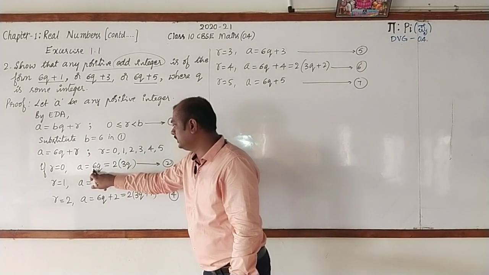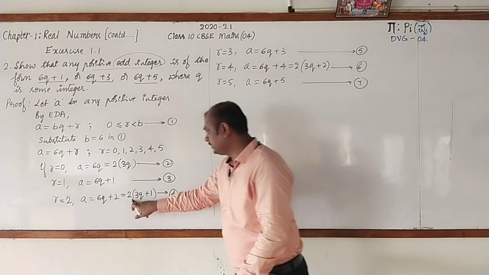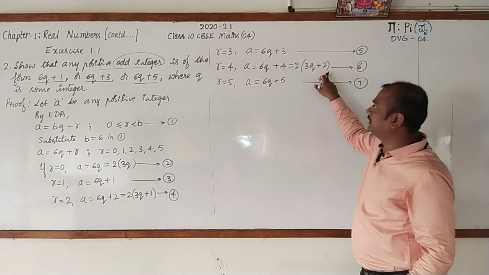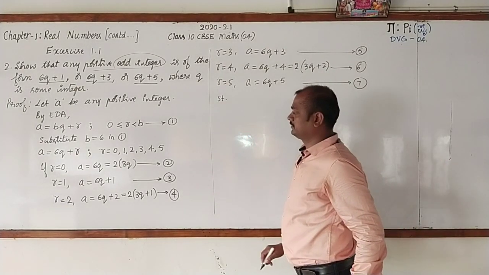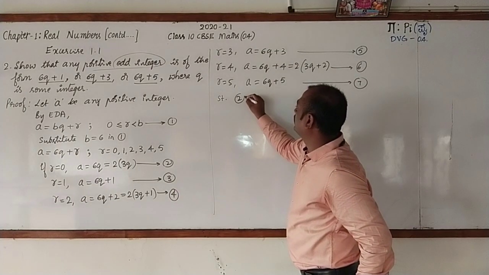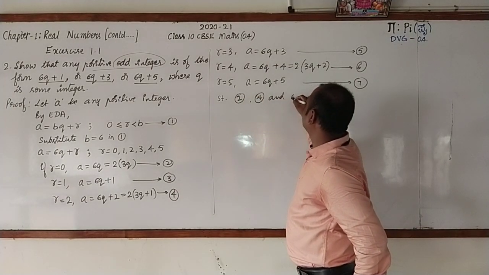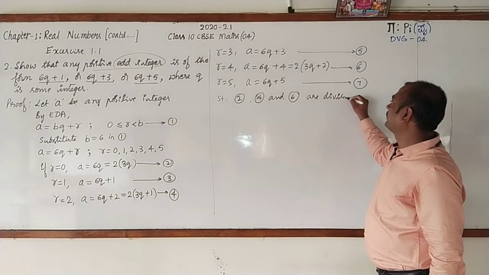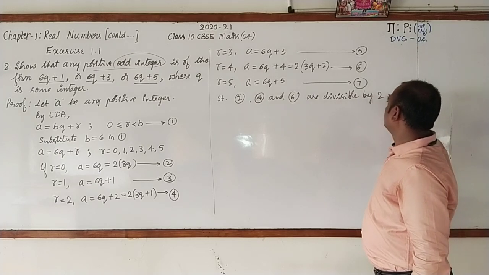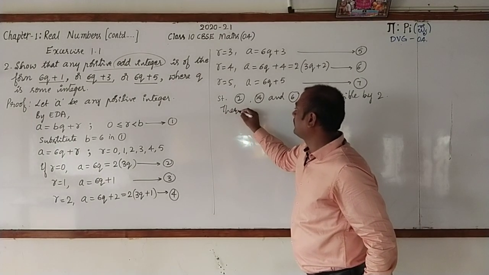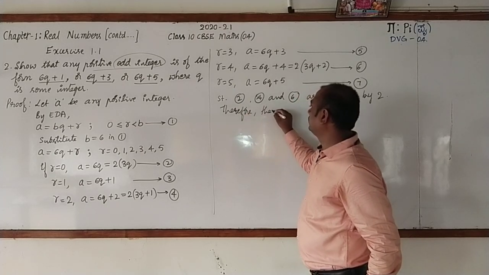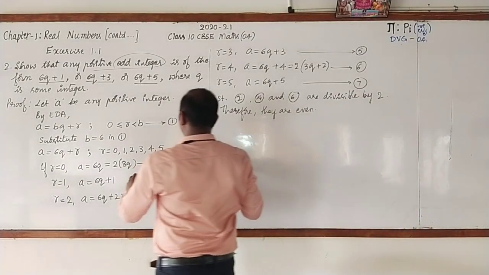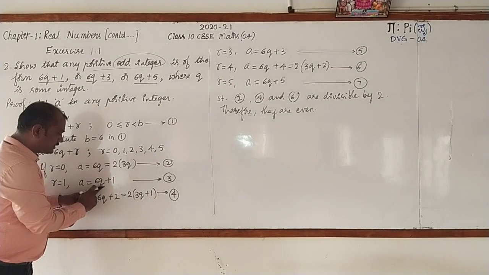Nothing but 6q is even. Whereas, here it is also divisible by 2. Then, statement 6 is also divisible by 2. Here we write statements 2, 4 and 6 are divisible by 2. Therefore, they are even. But we want odd numbers. The remaining, that is, see that 6q is even.